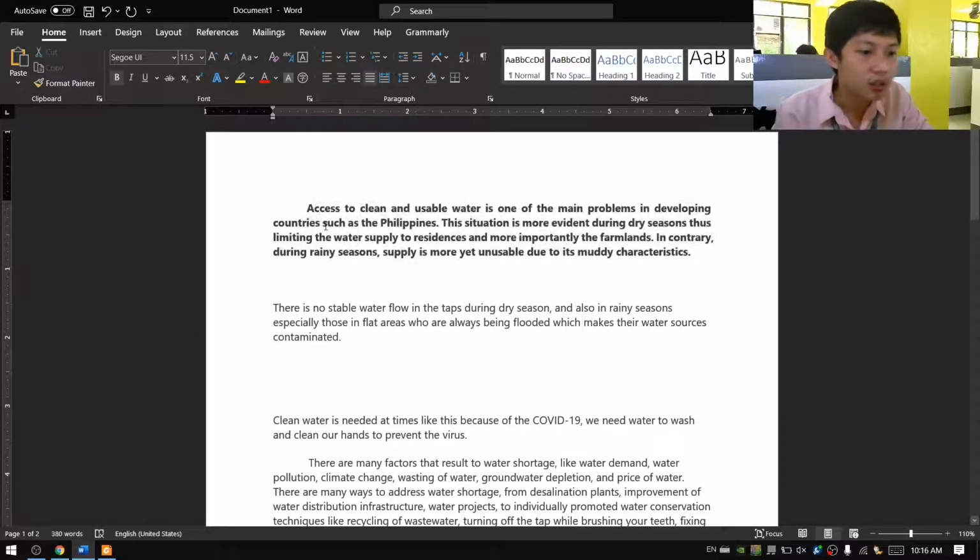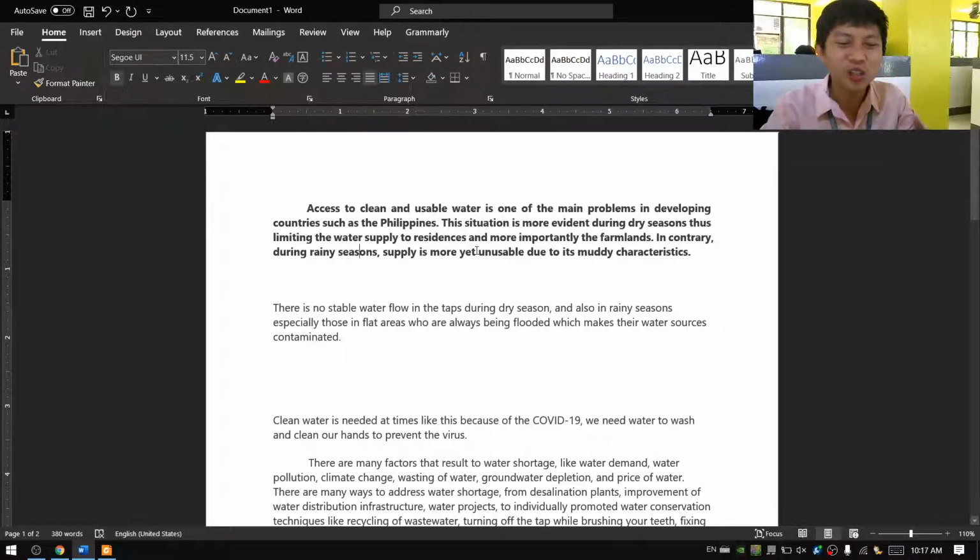Okay, so access to clean, usable water is one of the main problems in developing countries such as the Philippines, and this situation is even more evident during dry seasons, thus limiting the water supply to residences and more importantly to farmlands. In contrast, during rainy seasons, supply is more, yet unusable due to its muddy characteristics.